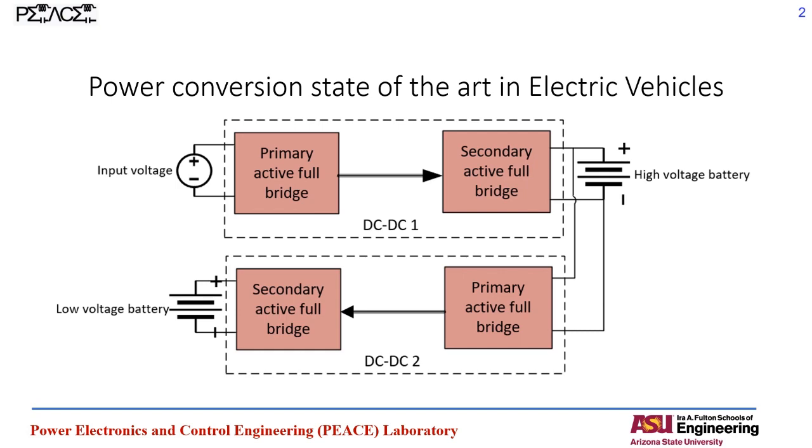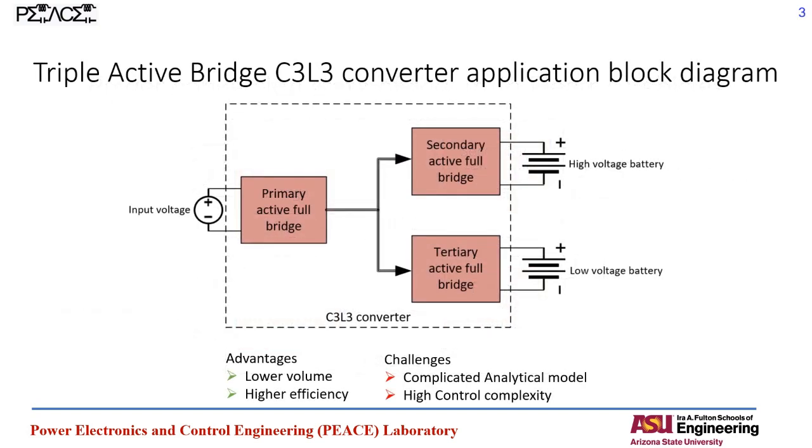Now, after having learned the state of the art, let's move on to what exactly we are proposing in this project. We are proposing a triple active bridge C3L3 type of converter, whose block diagram can be seen above. As you can see, it is able to connect the HV battery and the LV battery both at the same time, and it's able to transfer the power from the constant DC bus to the high voltage and the low voltage battery at the same time.